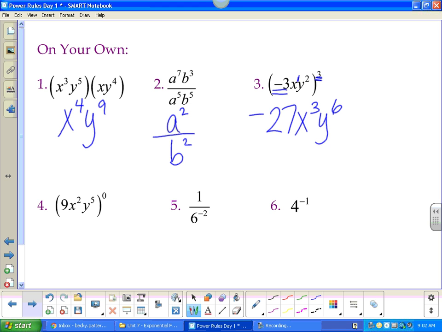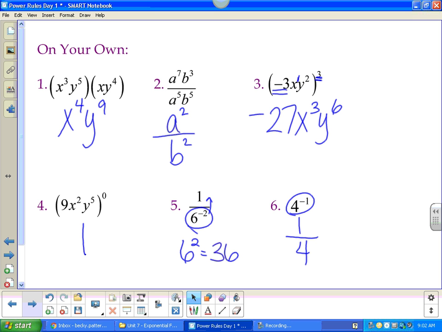Number 4, love number 4 because everything is raised to the 0 power, that turns into a 1. This one's a negative exponent, so we're going to move it, make it happy. And then we're going to clean that up because we can. This one's unhappy, so we're going to move it to the bottom.